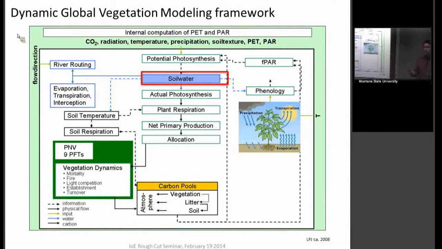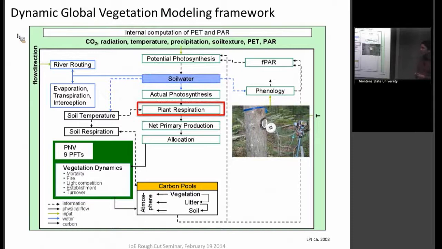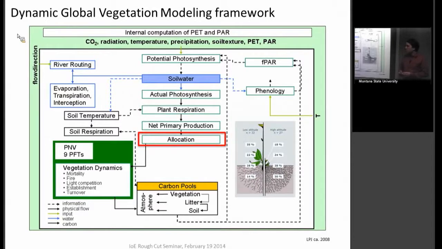And then we deduct from the gross photosynthesis the total autotrophic respiration of the plant. So this includes things like maintenance respiration, as well as growth and reproductive costs. Then the net carbon increment is allocated to different carbon pools. So we have things like the leaf biomass pool, sapwood if it's a tree, and root biomass pools.